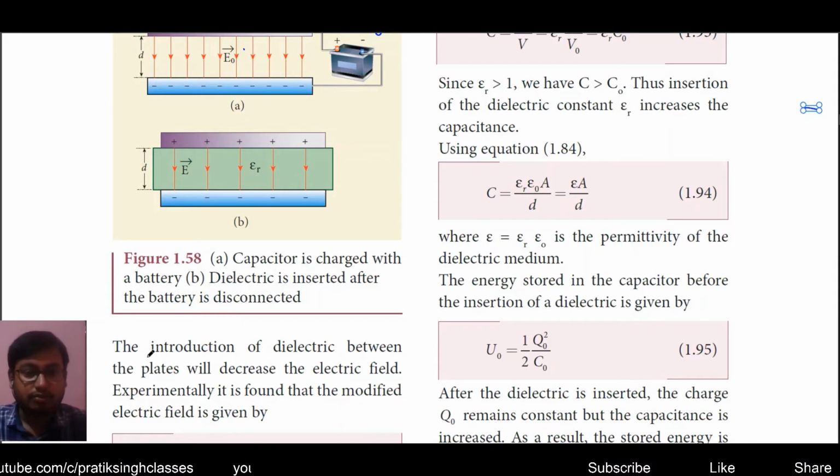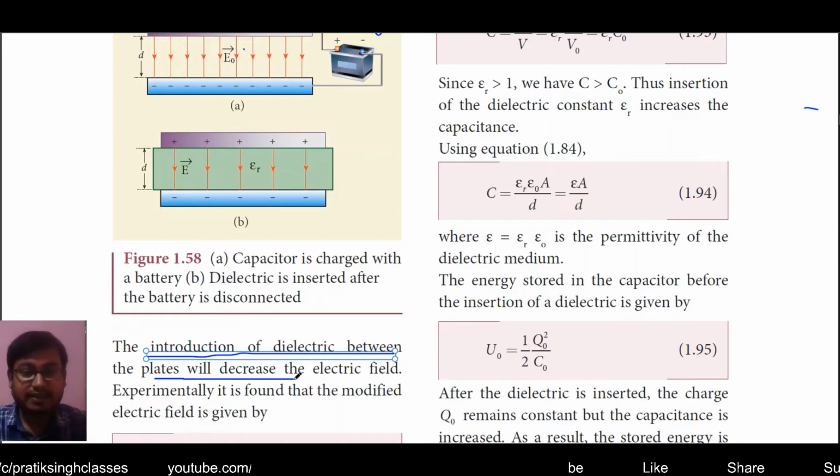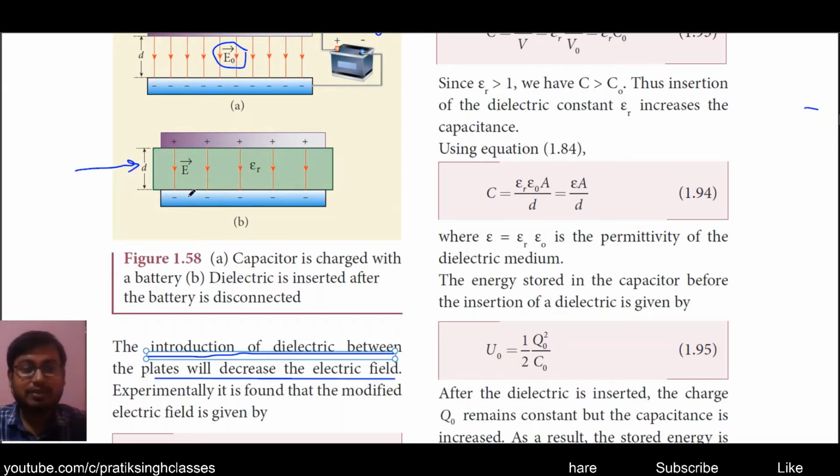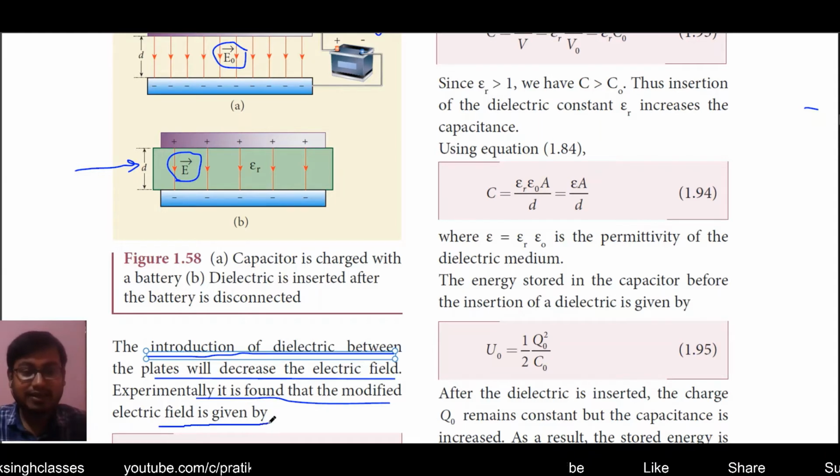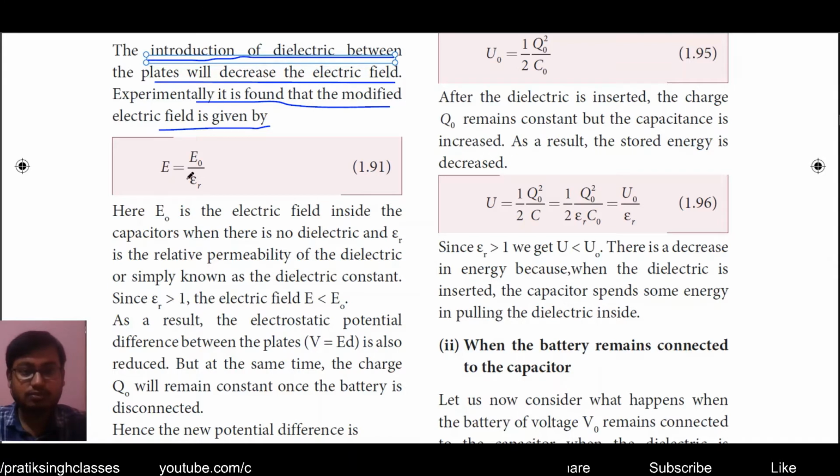Alright, so the introduction of the dielectric between the plates will decrease the electric field. What happens here is, initially the electric field when the plates were connected to the battery was E0. When the dielectric is inserted in between the plates, the electric field will decrease and that becomes E. Okay, as you can see here, experimentally it is found that the modified electric field is given by E is equal to E0 by epsilon R.